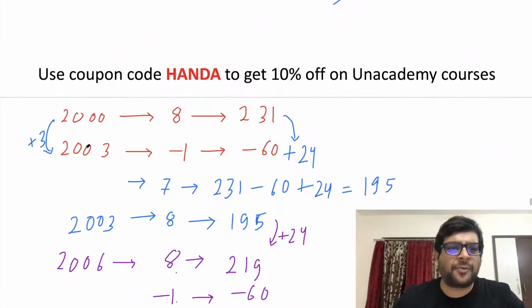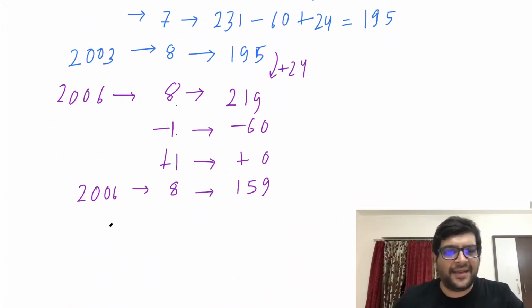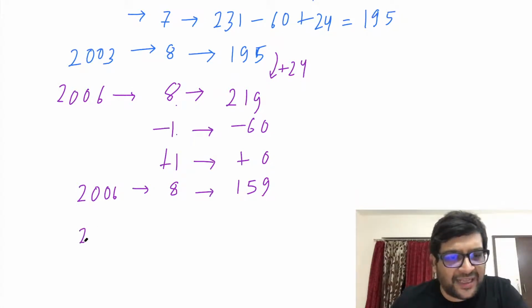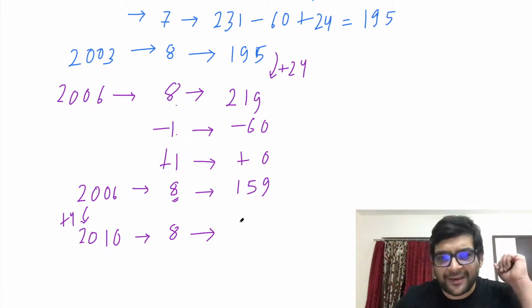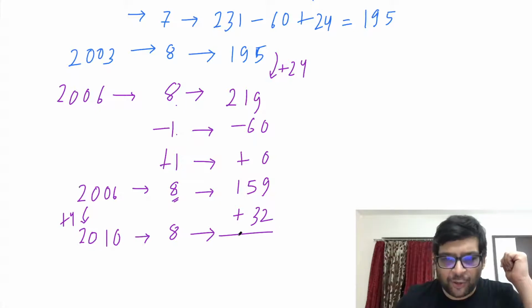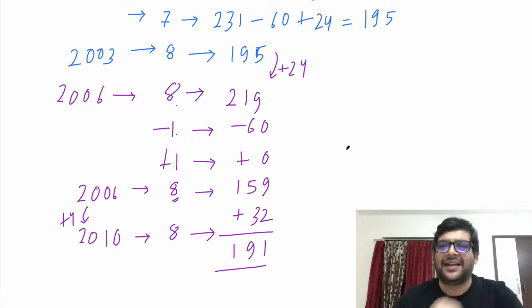So we started from 2000, which was 10 years ago. So current average age, we are talking about 2010. Number of people, they will remain 8 only. No one has died, no one is born. But in this 4-year period, all 8 of them would have become 4 years elder. So 32 years will get added. So my total age will now be 191.